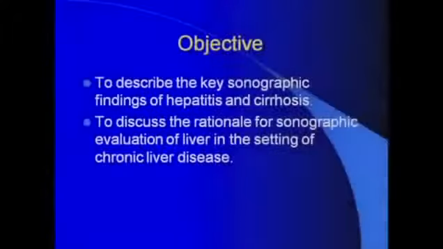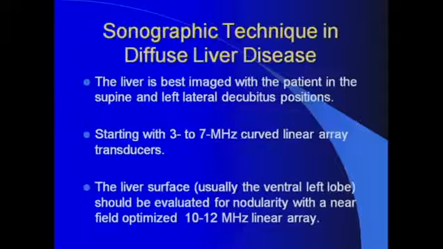All right, today our objectives are to describe the key sonographic findings of hepatitis and cirrhosis. We're also going to discuss the rationale of the sonographic evaluation of the liver in the setting of chronic liver disease. Now, whenever you talk about hepatitis and cirrhosis, of course, this all goes under the spectrum of diffuse liver disease.